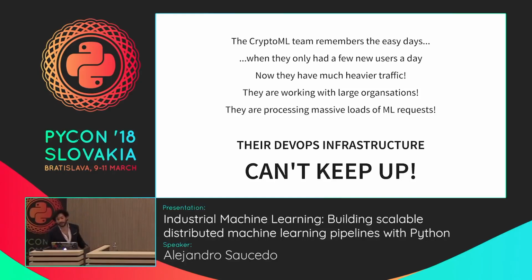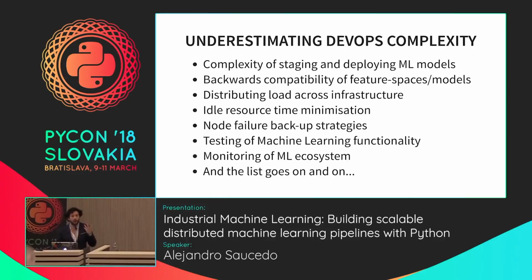And crypto ML didn't consider it. They remember the easy days when they didn't have tons and tons of people just throwing crap into the task queue and sending tons and tons of requests. And their infrastructure can't keep up. They probably have a complete mess in the way that people spin stuff up. They don't have awareness of what is running. They might have some nodes that actually run out of memory, etc., etc.